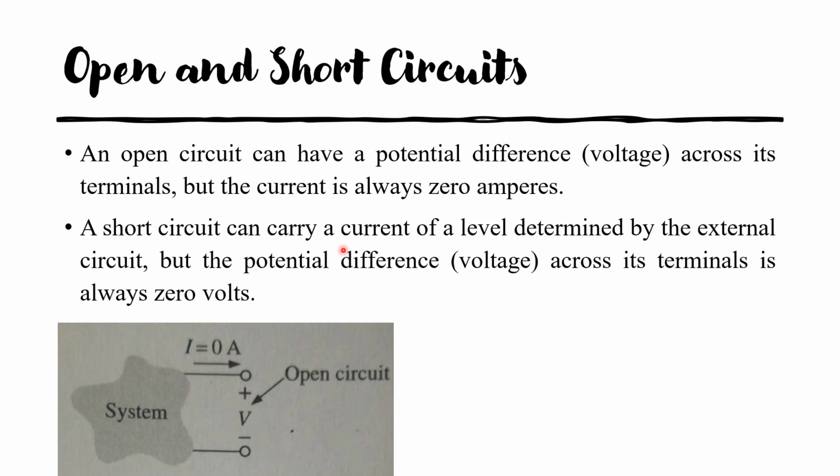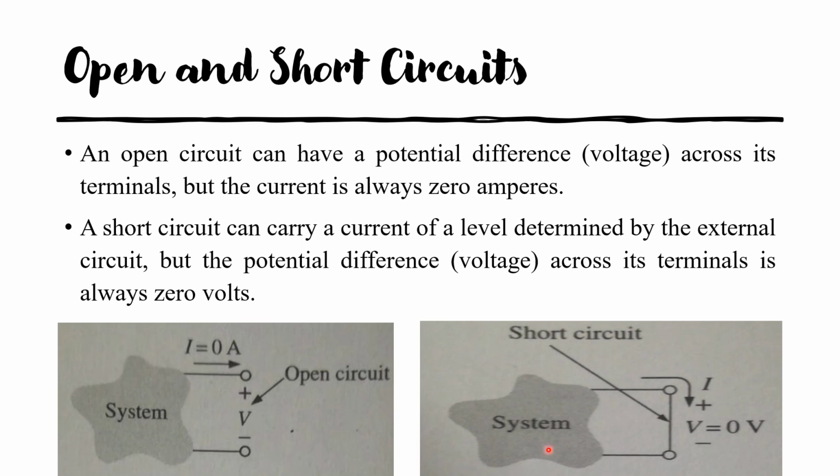A short circuit can carry a current of a level determined by the external circuit, but the potential difference across its terminals is always equal to 0. From this figure, you will see that this is basically a short circuit. Here the voltage is equal to 0 and the maximum current of the circuit flows through this short circuit. The current always follows the easiest path. So here is the short circuit and this is the easiest path, so all the current of the network passes through this short circuit.